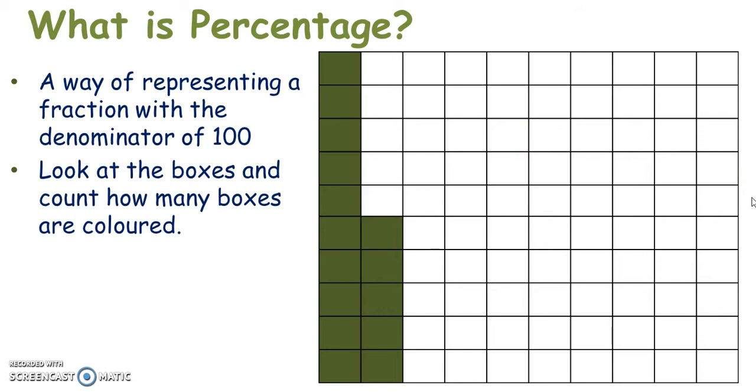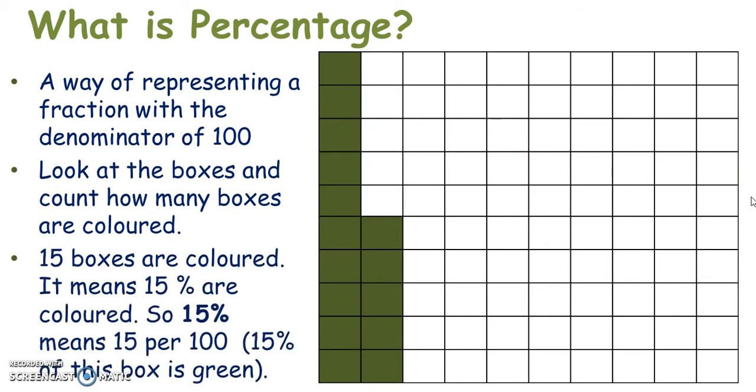Look at the boxes and count how many boxes are colored. 15 boxes are colored. It means 15% of the boxes are colored. So what is meant by 15%? It means 15 boxes are colored out of 100. Again look at this grid. There are 100 boxes and out of 100, 15 boxes are colored green. So we can say that 15% of the boxes are colored.